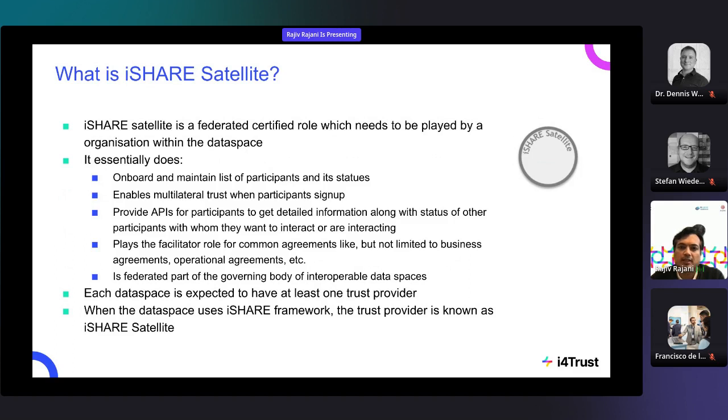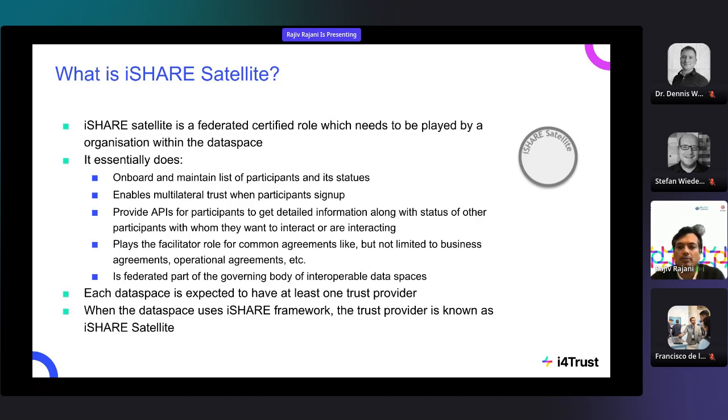So every satellite is just a node on that network, and what that means is when a participant is registered at any of the satellites, that participant is equally visible in all other data spaces where other satellites are there. So that allows you to have a basic level of interoperable trust between participants, even across different data spaces.